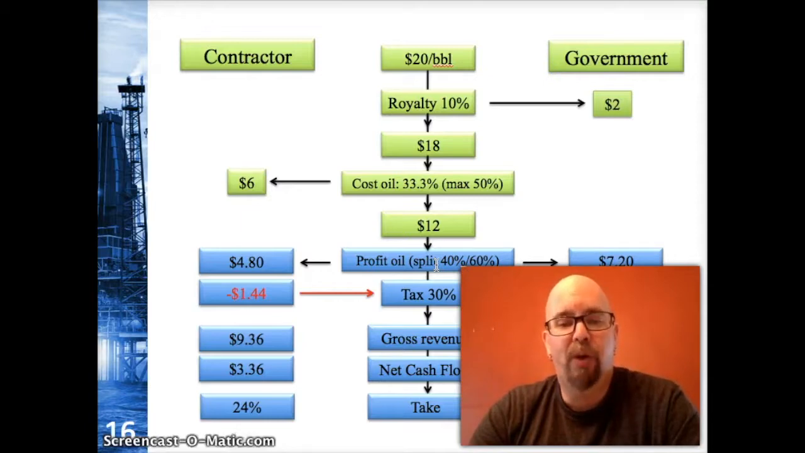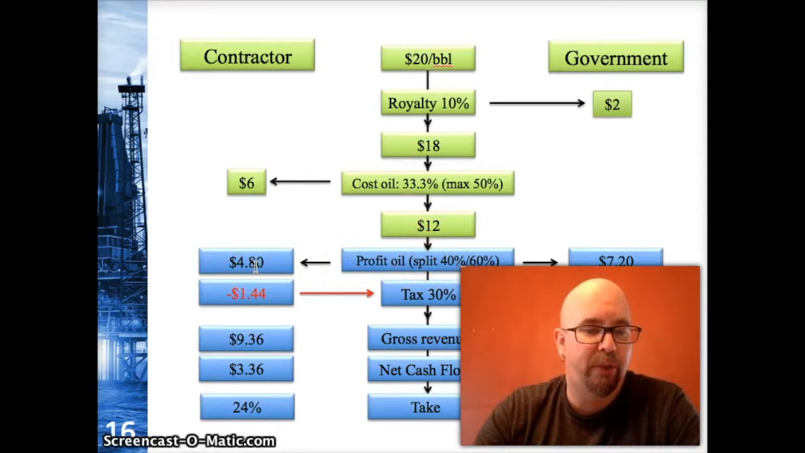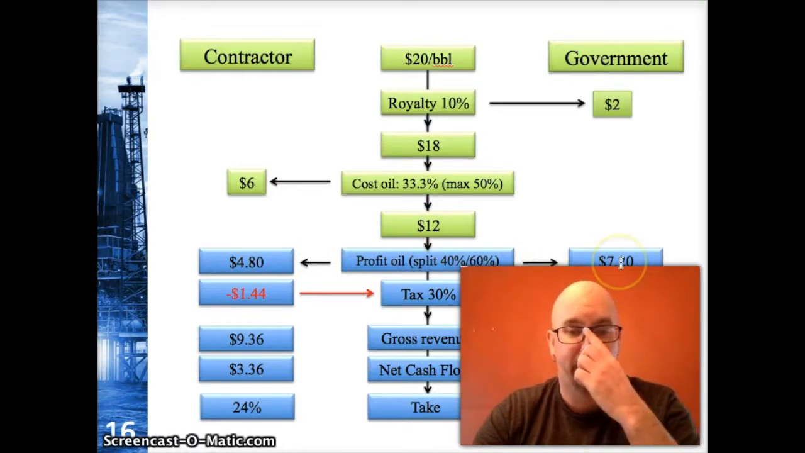So the profit oil is usually split mostly in the favor of the government. It's never ever 50-50, so it's 60-40 or whatever it is, 70-30. That's all the contract details, and we're not going to get into that. I used 60-40 for my example. So 40% of the profit oil goes to the contractor, the IOCs, and the other 60% goes to the government.